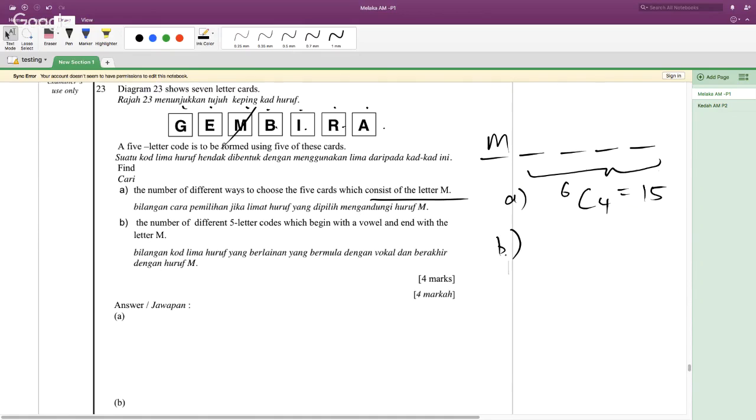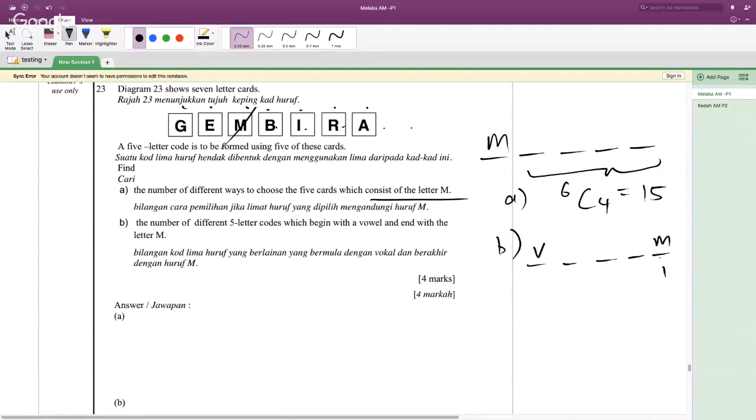the number of different 5-letter codes which begin with a vowel and end with the letter M. So begin with the vowel, that means I have to write the vowel at the beginning and end with the letter M. So that's fixed already, the last must be M. So M is just 1 card, so 1 way.